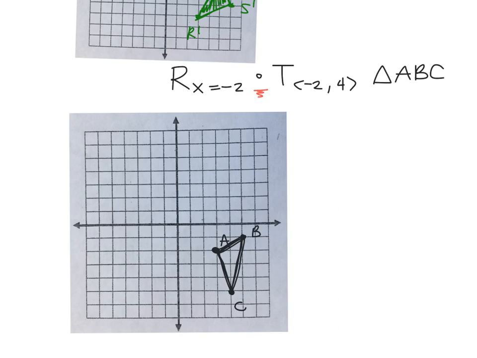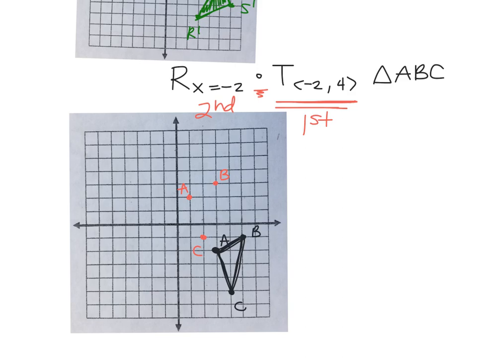So if I'm going to slide, we're starting here. Do this first. Do this second. Where am I sliding? 2 to the left, 4 up. So 2 to the left, 4 up would put our A right here. B would be 2 to the left, 1, 2, 3, 4 up. So that's our B. And C would be 2 to the left, 1, 2, 3, 4 up. So there's our C. Okay, so we did our slide.